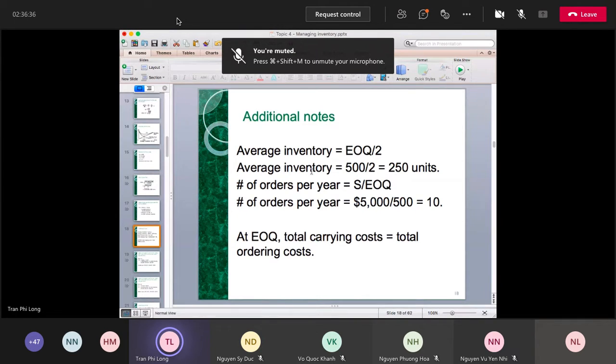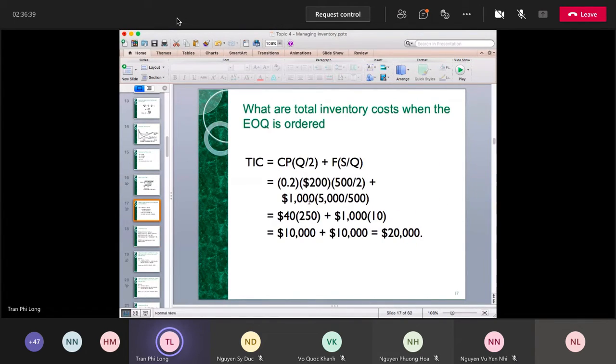Is this too quick for you? Can you see the result here? Yeah. Because I remember I don't provide any solution for you in the slide. Okay, so you have a few seconds to read the slide here.